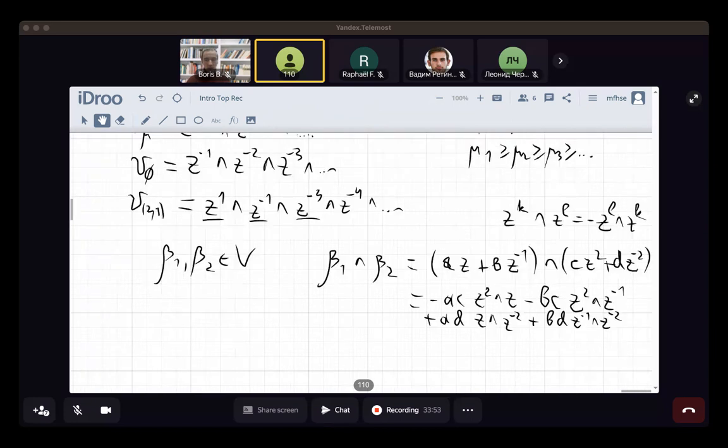So if you take beta 1, beta 2, beta 3, and so on, you can consider an infinite wedge product, which makes sense because you expand the brackets, get some sums. They might be infinite sums, but we just treat them as series in C, with coefficients from C.